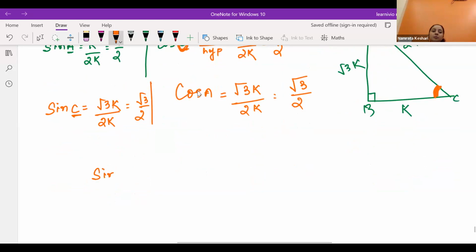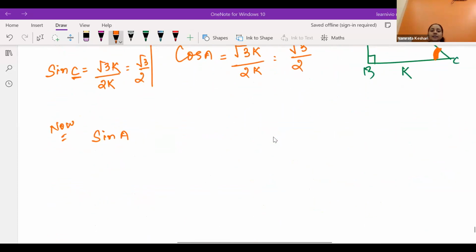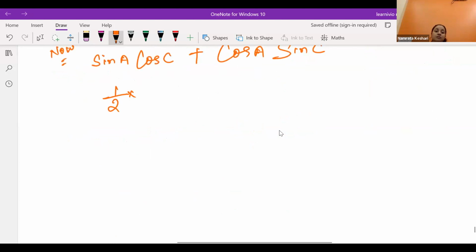Now we are supposed to calculate. Let's check it: sin A cos C plus cos A sin C. Sin A is 1 by 2. Cos C is again 1 by 2.